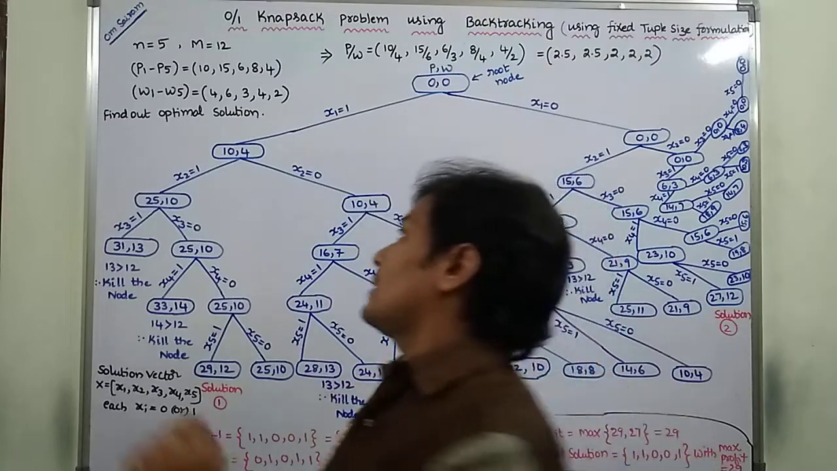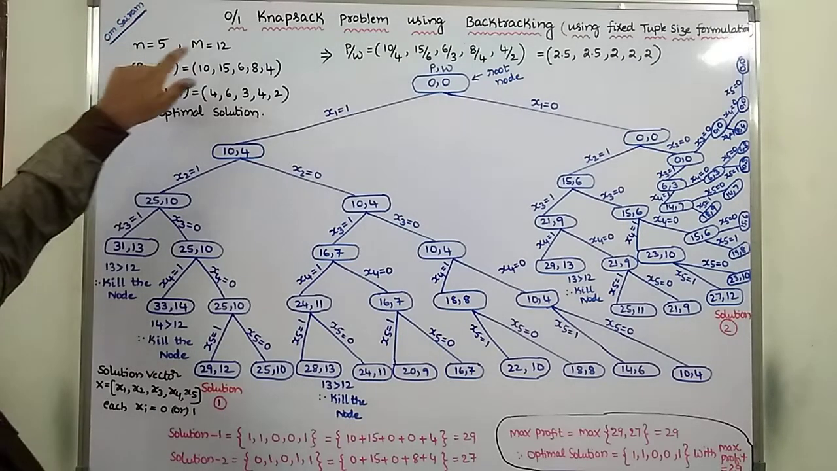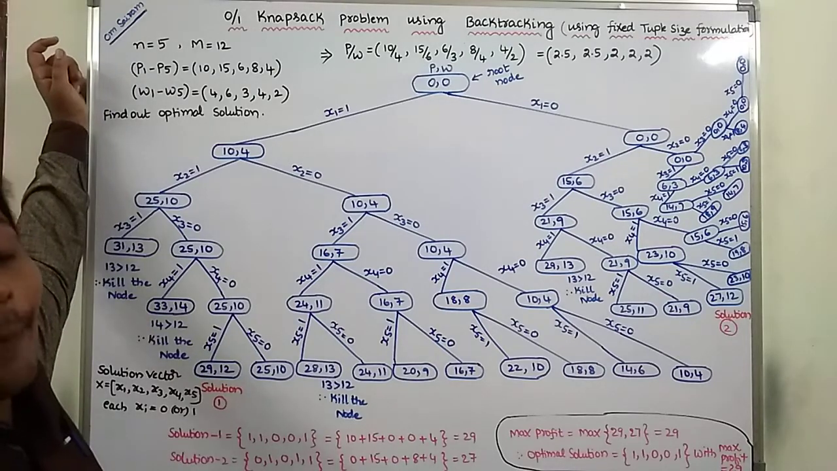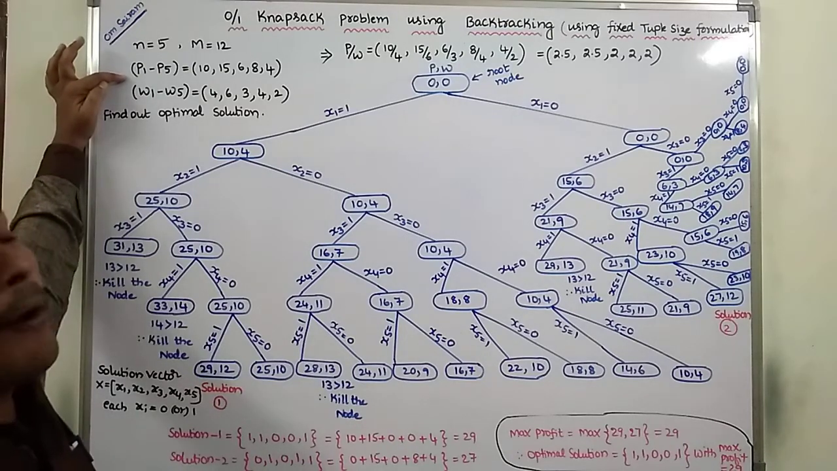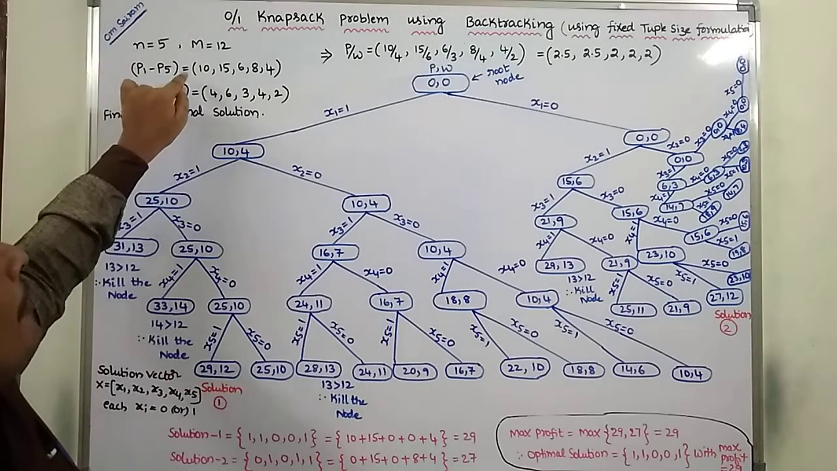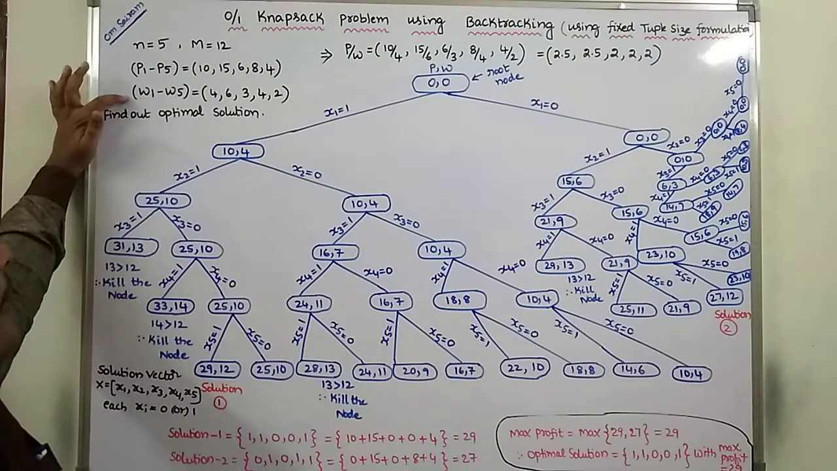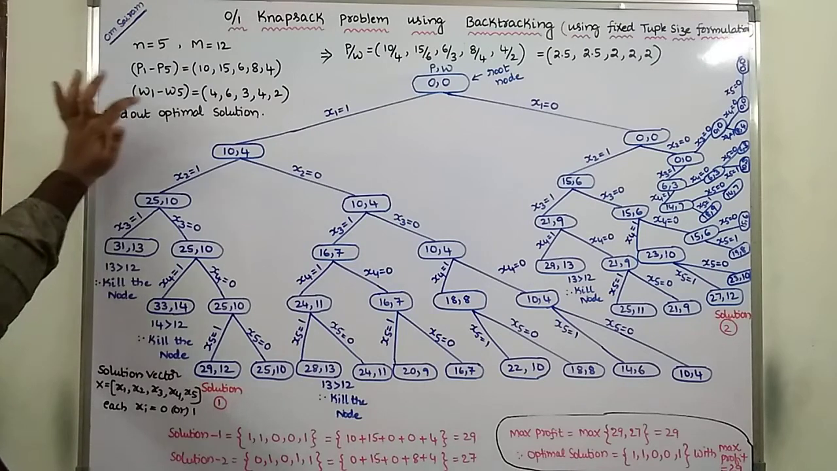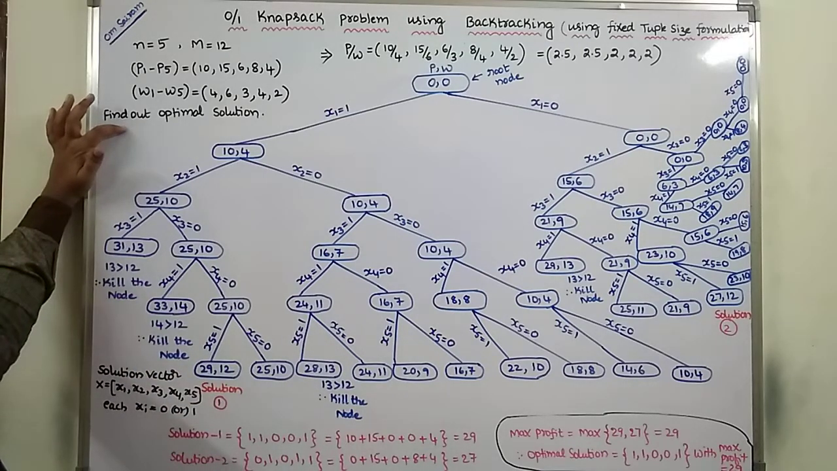So this is the given problem. N is equal to 5, where N is the number of objects. M is equal to 12, which is the capacity of the knapsack. Next, the profits of the 5 objects, P1 to P5, are 10, 15, 6, 8 and 4, and the weights of the 5 objects, W1 to W5, are 4, 6, 3, 4, 2. Find the optimal solution of the given 0/1 knapsack problem using backtracking.